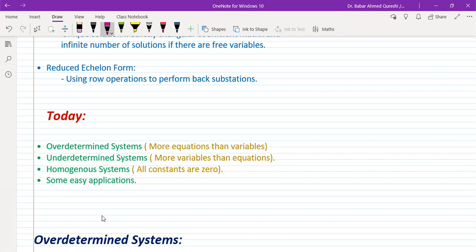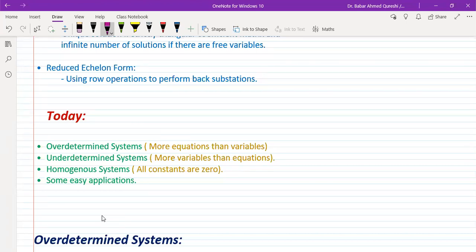So we will see what are overdetermined systems. So far we have been discussing the n by n systems, square systems, where number of equations is equal to the number of variables. So we are just going to discuss what if that's not true. What statements, general statements you can make about the systems. Can you find solutions, and what kind of solutions exist in those cases?